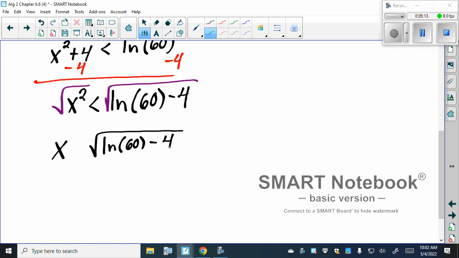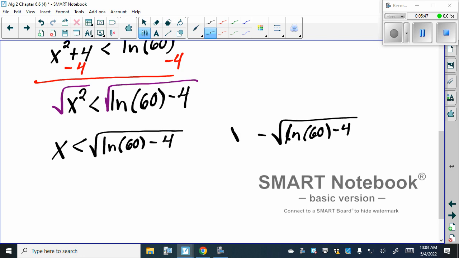And whenever we square root both sides, we have to add the what? Plus or minus, because whatever is being squared could be positive or it could be negative, yes? So in the positive case, x would be less than the square root of the natural log of 60 minus 4. But the square root of the natural log of 60 minus 4 could also be negative, because it could be positive or negative. We have two cases, yes?